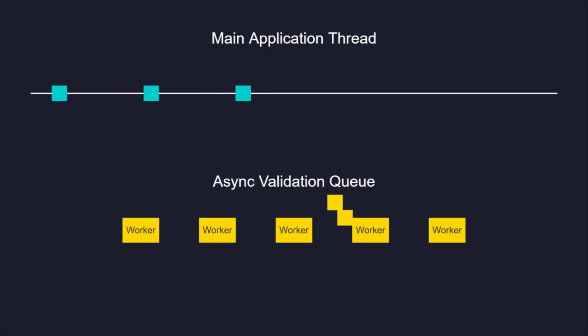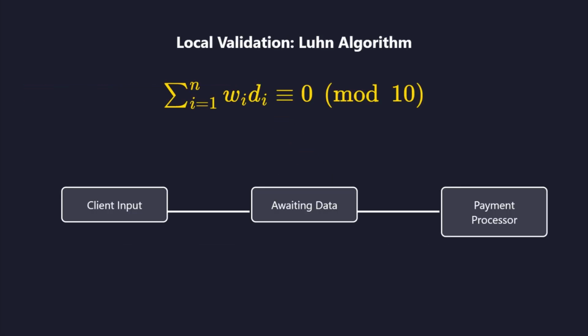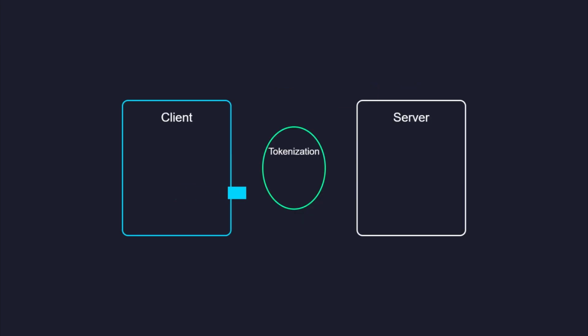Offload your validation logic to asynchronous worker queues. This prevents your main application thread from blocking on slow external payment gateway calls and keeps your site responsive for real users, even under heavy attack. Perform local validation of card numbers using the Luhn algorithm before making any network calls. Rejecting obviously malformed numbers locally saves significant resources and reduces the volume of traffic reaching your payment processor.